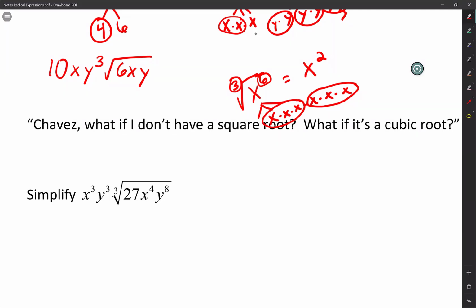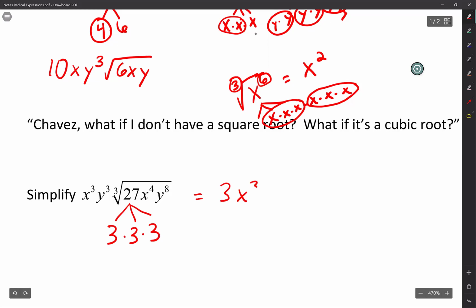All right, here we go. Is there a number times itself times itself, it has to be the same number, that will go into 27? And you can use a calculator. I would prefer you don't use a calculator, but you can. So it's 3. So that one is out. I'm going to write 3x cubed y cubed, cube root of x to the 4th y to the 8th.